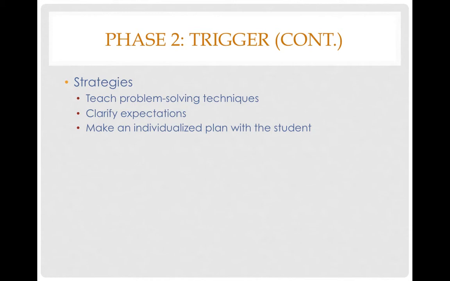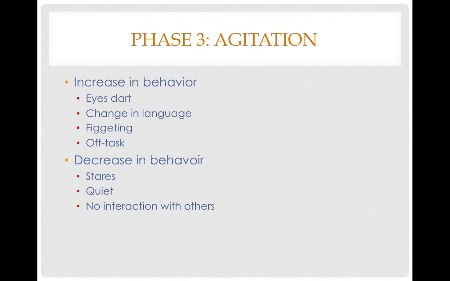If these strategies do not work or are not in place, the child enters the agitation phase. They either have an increase in behavior, such as eye darting, change in language, fidgeting, and other off-task behaviors, or there is a decrease in behavior. The child may stare off into space and seem like they are daydreaming. They may be very quiet and withdrawn from others.